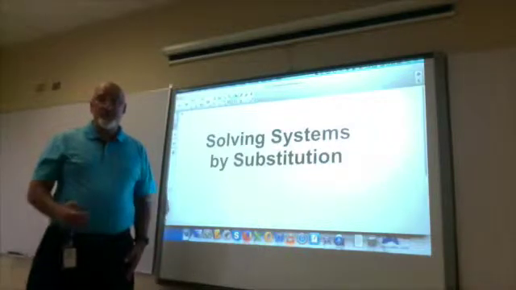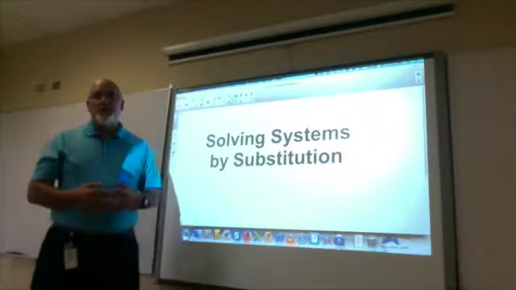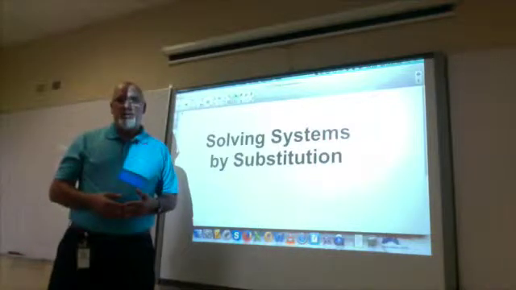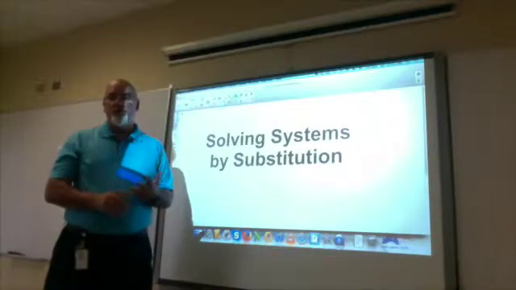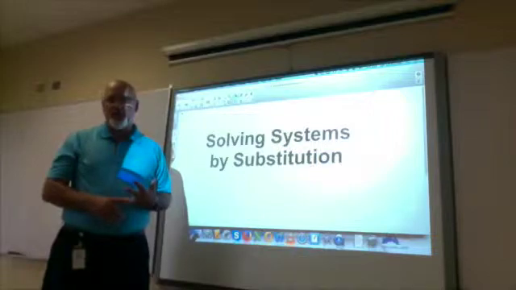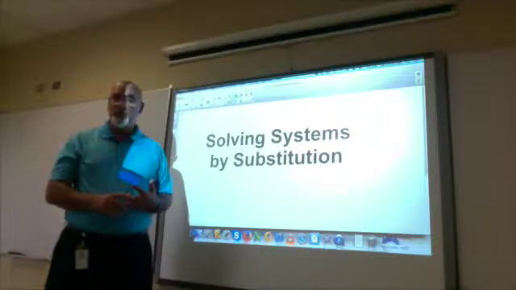Solving systems by substitution. There are three ways to solve systems of equations. One of them is by graphing, the other one is by elimination, and the one we're studying today is by substitution.